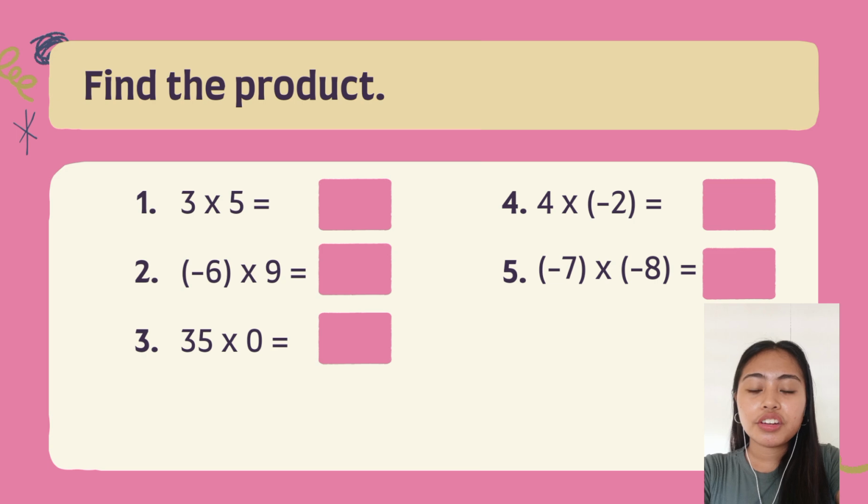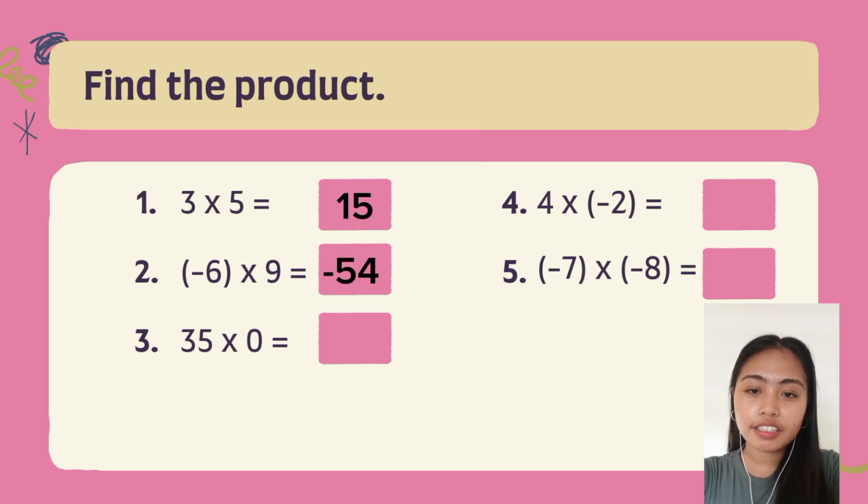Number 1. 3 times 5 is equal to positive 15. Number 2. Negative 6 times 9 is equal to negative 54. Number 3. 35 times 0 is equal to 0. Number 4. 4 times negative 2 is equal to negative 8. And number 5, negative 7 times negative 8 is equal to positive 56.